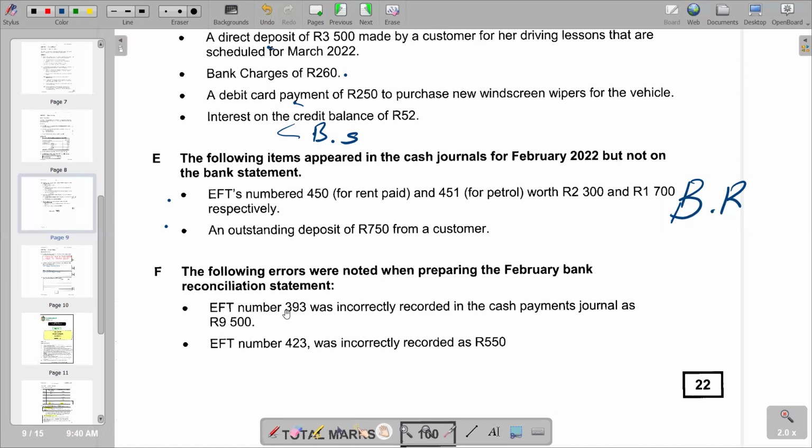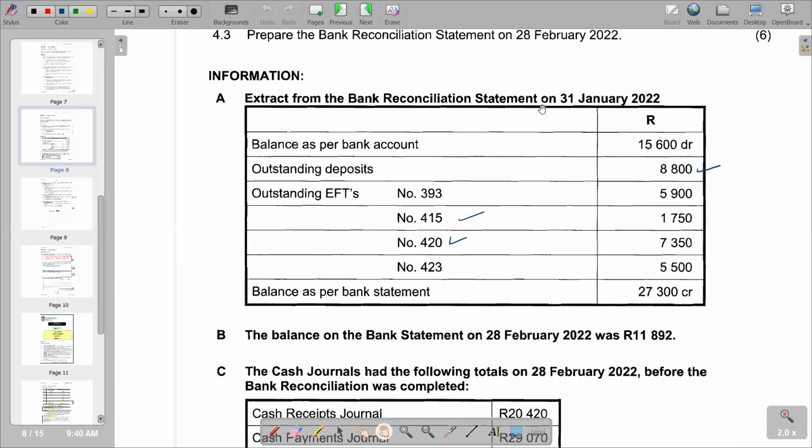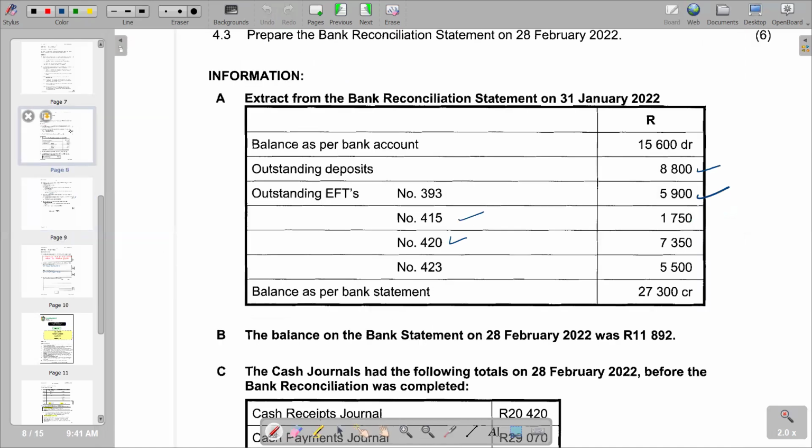So we refer back to EFT number 393. We see that we have got 393 there on the bank reconciliation statement of the previous period. We have 5,900. But it was entered as 9,500 in the cash payment journal. So a bigger figure was entered. So we are saying 9,500, then we subtract our 5,900. We can just calculate there and see what figure we get. You're going to see that you're going to get 3,600.